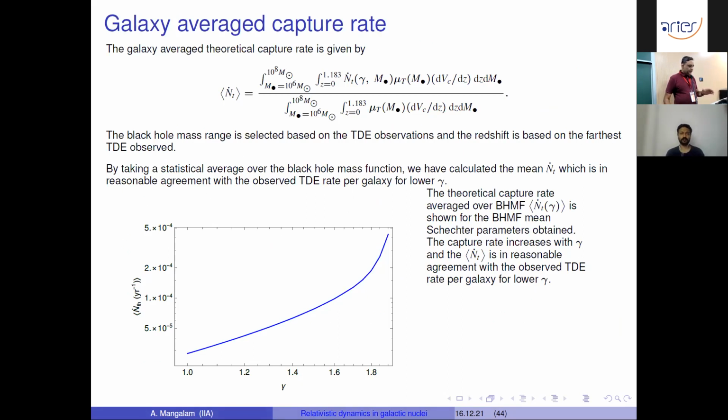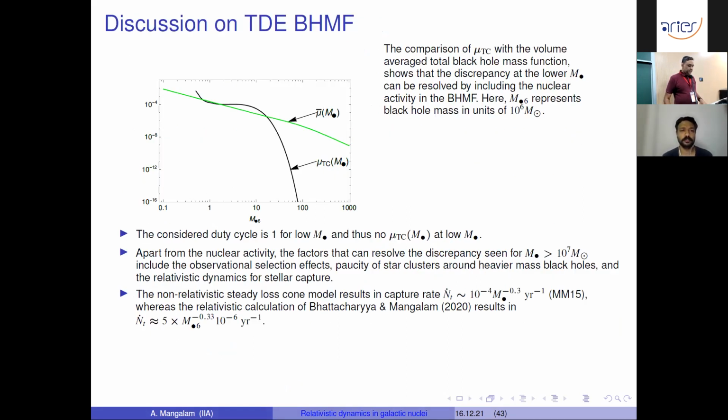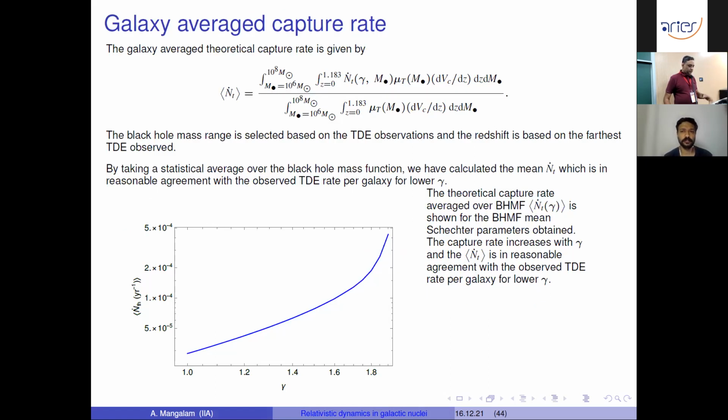We do galaxy averaged capture rates, and the capture rates are now more in line with what is observed. So the statistical averages do match the observed rates. Previously, there was a tension of a factor of 100 or so. Now that has been reduced using relativistic corrections as well as doing a galaxy average.